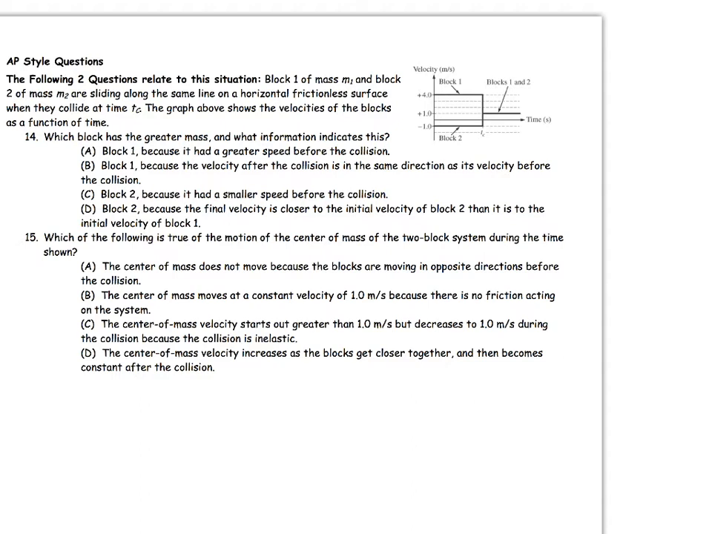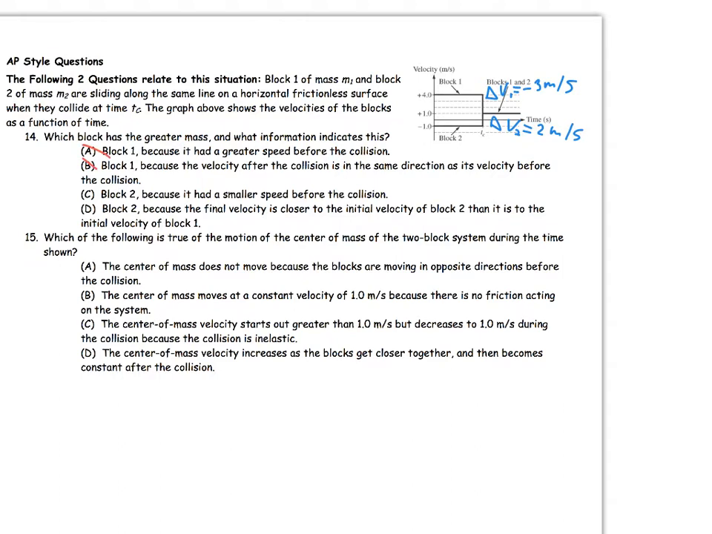So we first want to answer which one has a greater mass and what information indicates this. If we look, what I would look for is a change in velocity. I see that block 1 undergoes a change of 3 here. Block 2 undergoes a change of 2 meters per second. And so that tells me that because block 2 underwent a smaller change, it must be block 2. So that eliminates A and B.